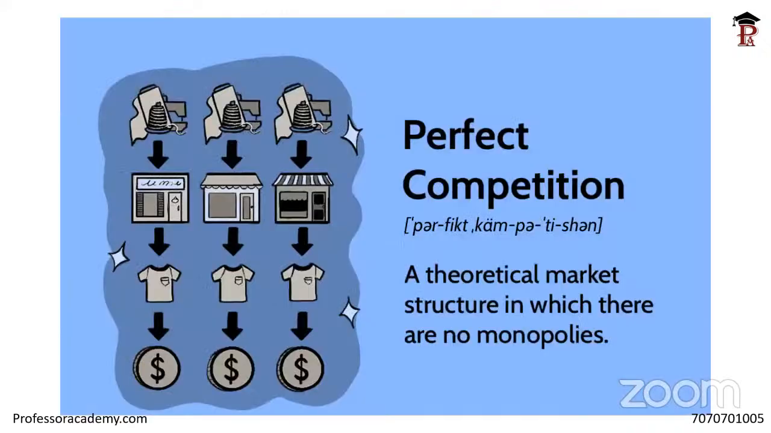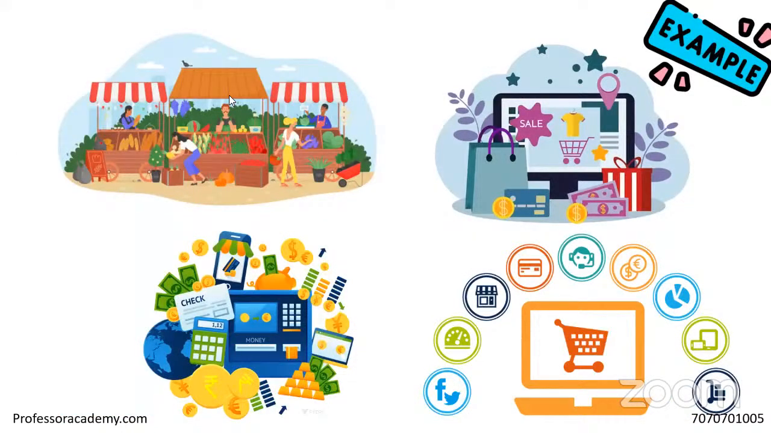So the first one is perfect competition. This is a theoretical market structure in which there are no monopolies, like everybody is selling everything. When we go to buy fruits and vegetables, we see many vendors there, and they have some pricing. One will say 1 kg for 100 rupees, then another will say 1 kg for 80 rupees, to attract the customer. So there are many varieties, many options. This is what we call perfect competition.